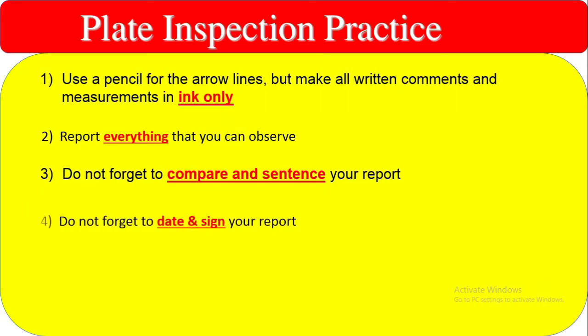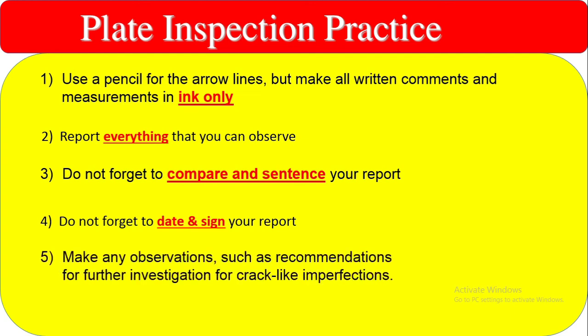So plate inspection practice is very important. What you need to do? Use a pencil for the arrow lines, but make all written comments and measurements in ink only. This is very clear. Report everything that you can observe. What you have observed, you have to report in your report. But a defect against the acceptance criteria is a different thing. Do not forget to compare and sentence your report.